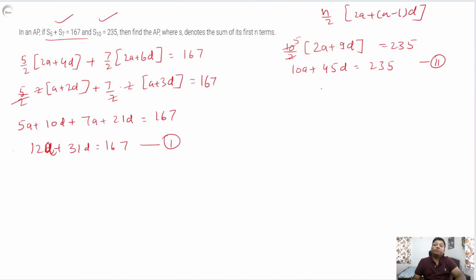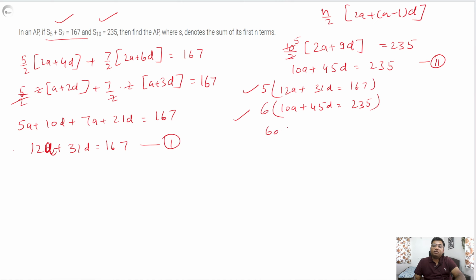So I have equation number 1, sorry, I should have written this as 12A, my bad, this is 12A. So I will write the equations one below another. 12A plus 31D equals 167, and 10A plus 45D equals 235. I'm going to make their coefficients of A similar. So this equation I will multiply the whole thing by 5, and this whole equation I will multiply with 6.